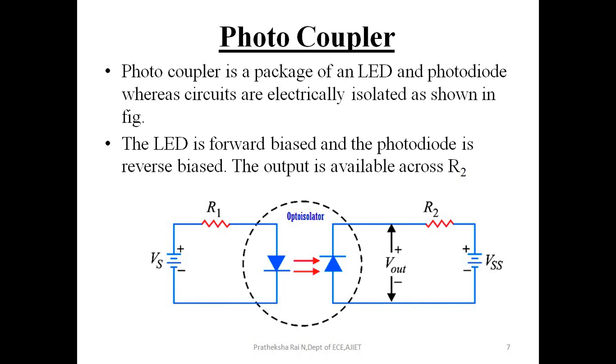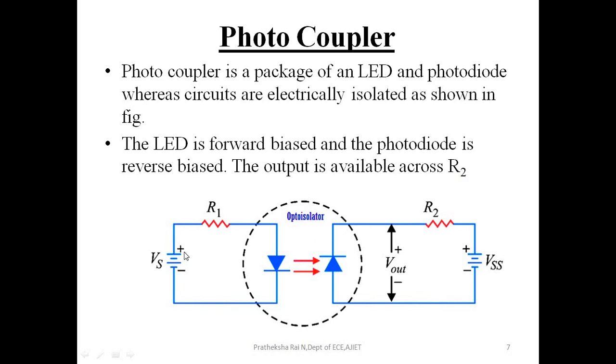So if you see, it is a device that has two diodes. One is a source or emitter of light, usually a light emitting diode. And the other is a photodiode acting as a photosensor. So here, this is the light emitting diode and this is the photodiode, acting as a photosensor.